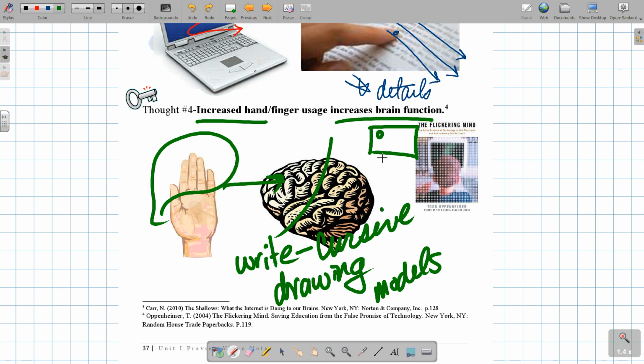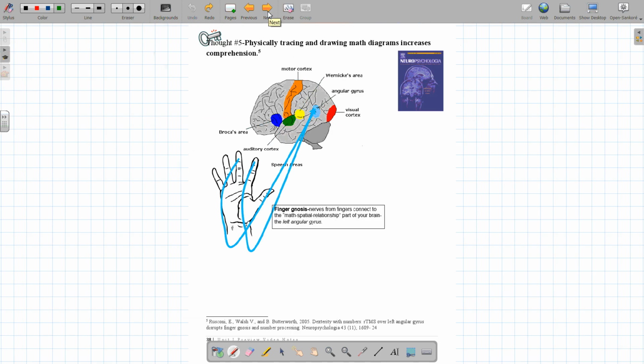This is where it's going to get a little technical, bear with me. Physically tracing and drawing in math diagrams increases comprehension. This is where I'm going to be talking about your brain is in your hand. Your brain is literally connected to your hand. And when it comes to math, increased finger usage, specifically what's called the eye fingers, which is your index finger and your middle finger, you are going to be activating a part of your brain.